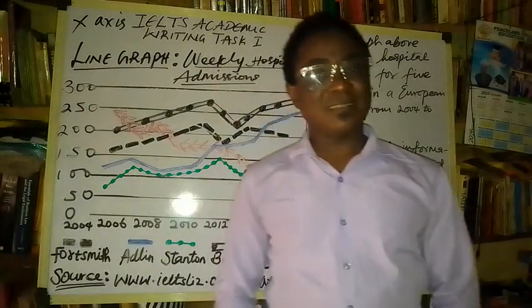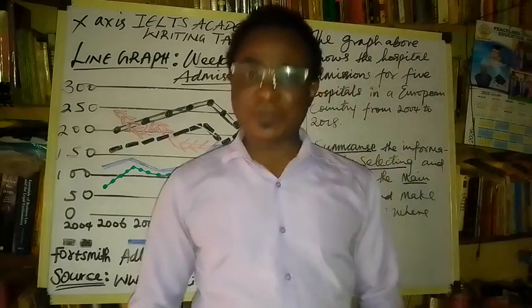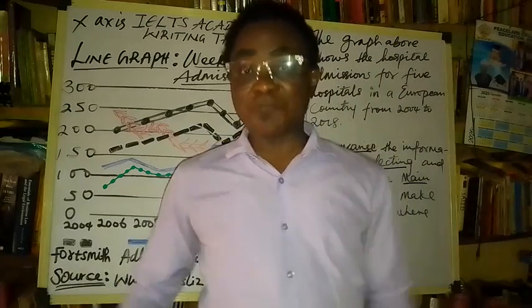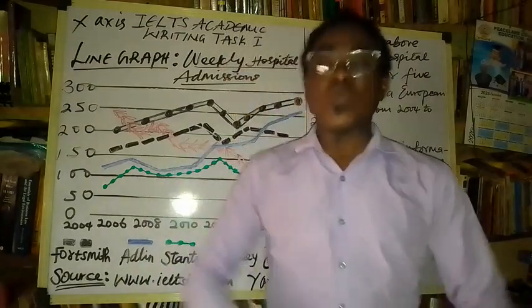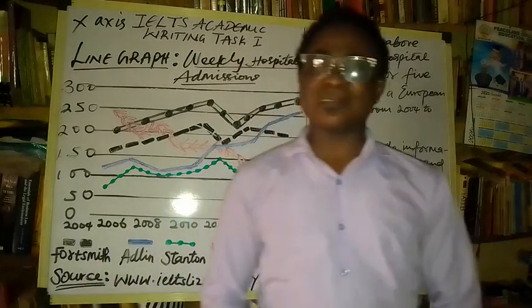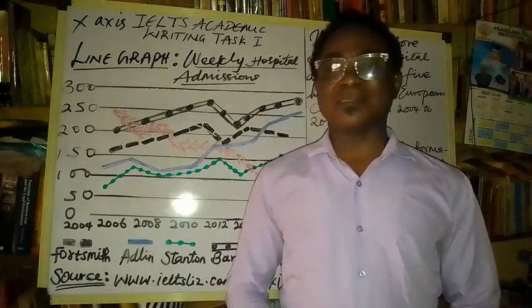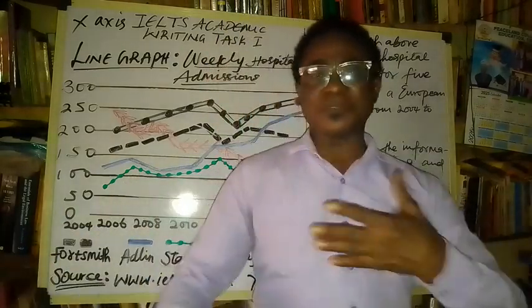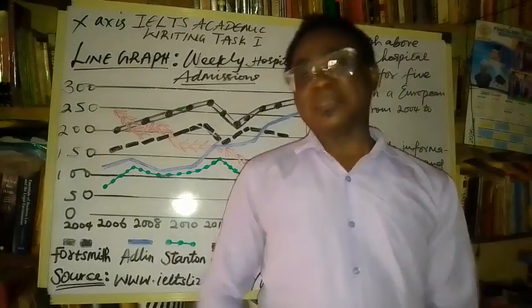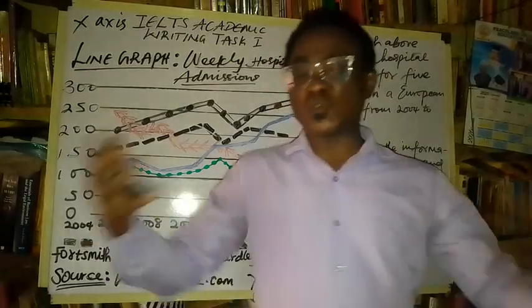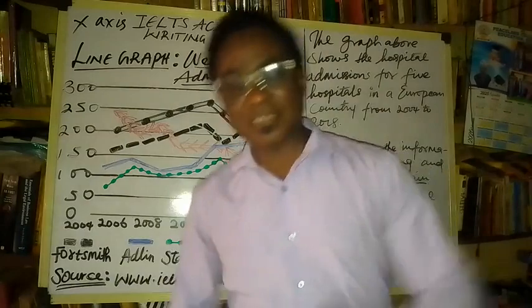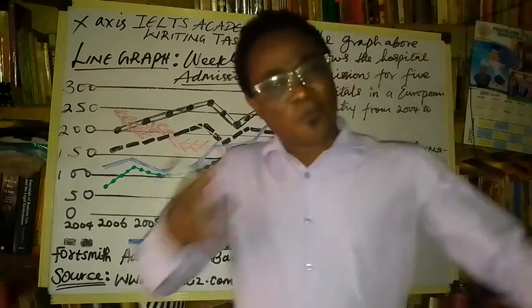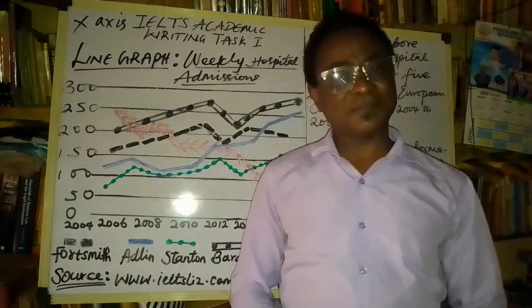That is, which hospital recorded the highest admission within the study or survey period, which hospital recorded the lowest admission within the period. What are the other hospitals? What happened to the admission rate in the hospitals between these two extremes of highs and lows? That is where the comparisons come in.